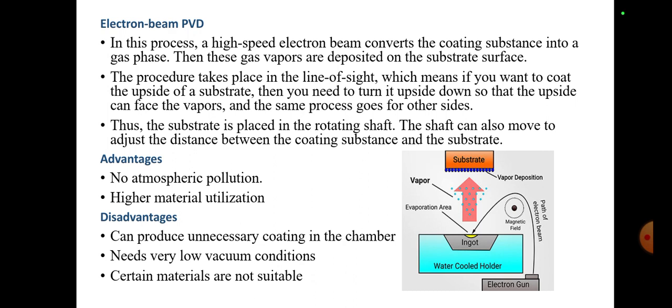Then electron beam PVD. In this process, a high-speed electron beam converts the coating substance into the gas phase. Then the gas vapors are deposited on the substrate surface. The procedure takes place in the line of sight, which means if you want to coat the upside of the substrate, then you need to turn it upside down so that the upside can face the vapors, and the same process goes for the other sides.